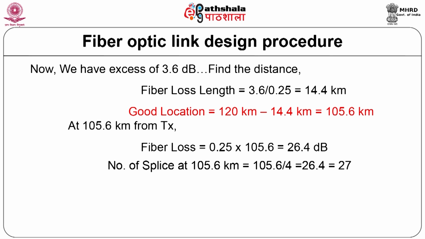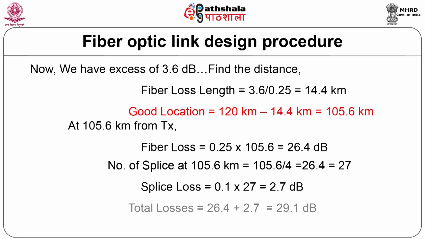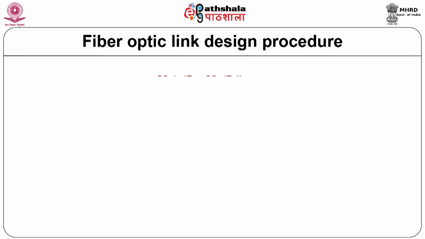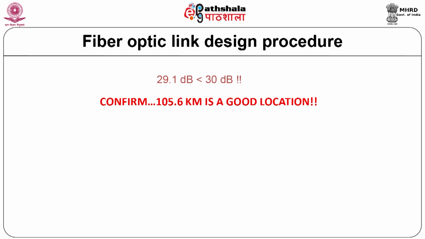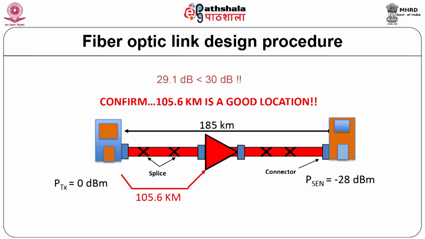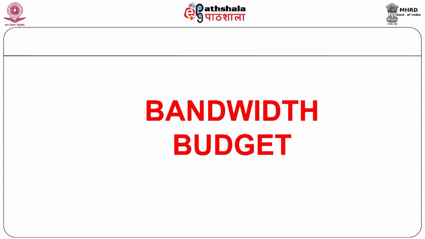Number of splice at 105.6 kilometer is equal to 27. Splice loss is equal to 0.1 into 27, that is 2.7 dB. So total losses will be 26.4 plus 2.7, that is 29.1 dB. 29.1 dB is less than 30 dB. So now we can confirm that 105.6 kilometer is the good location. So this is all about the power budget. Now let us go to the bandwidth budget.